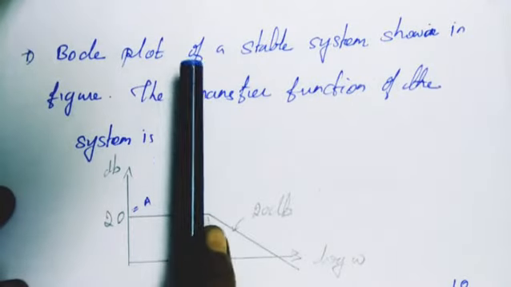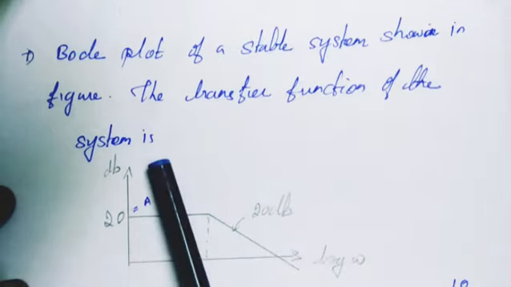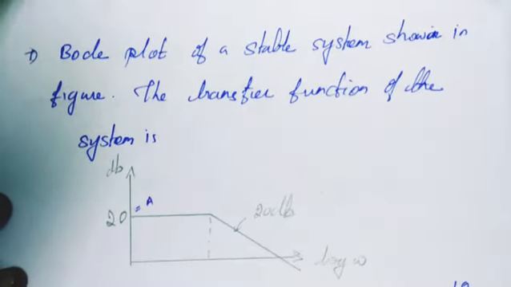Seventh question. Bode plot of a stable system shown in the figure. The transfer function of the system is... So the plot has been given and we have to find the transfer function of the system.